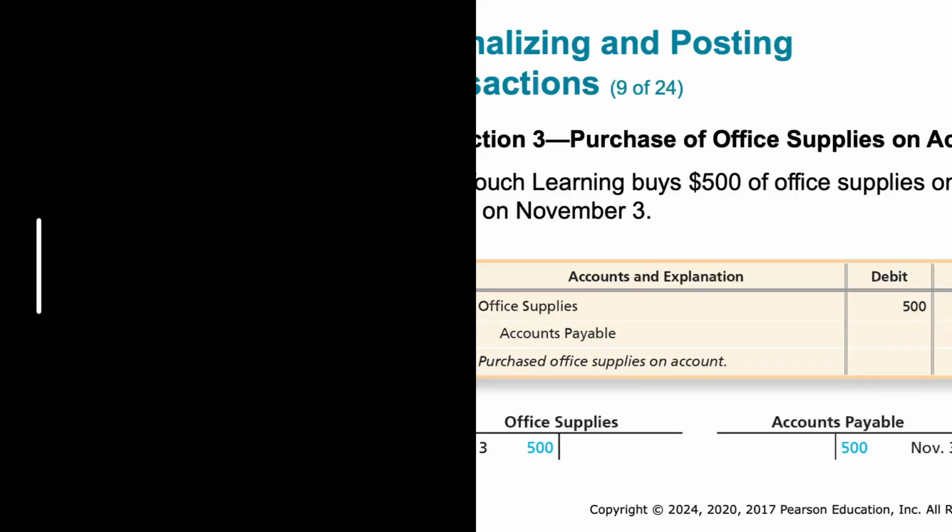So office supplies are going to increase. That is an asset. It increases with the debit. So office supplies are debit. Accounts payable is on the right. Now, accounts payable is a liability. It increases. Now we owe $500. That goes up with a credit. You indent the accounts payable, credits on the right, purchase of office supply on account. When we move these over to our ledger, we're going to move over the debit, office supplies, which increases our asset, and accounts payable increases our liability with a credit.